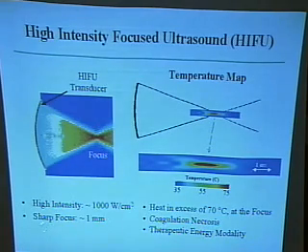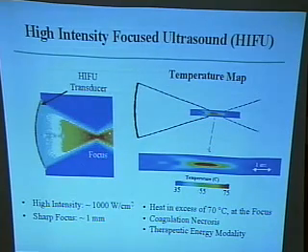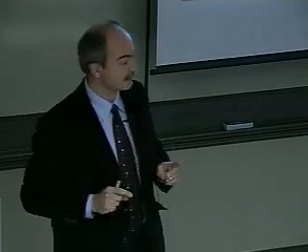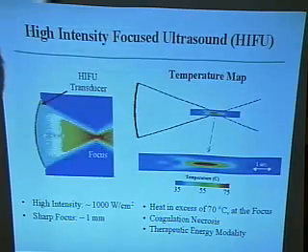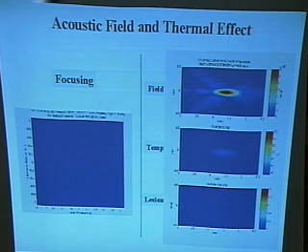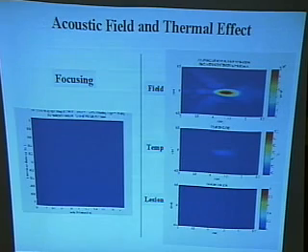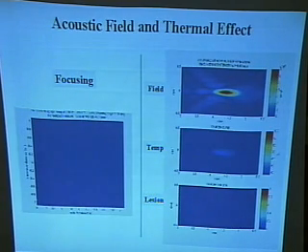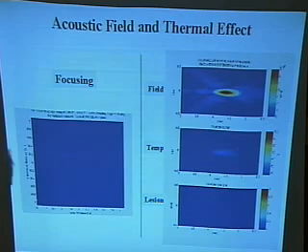As I mentioned before, the focus is fairly sharp. The cross-sectional area is about 1 millimeter. The longitudinal dimension is a little larger than that, about 10 millimeters. So it's like an elongated focus. It's a grain of rice size, as we call it. What I will be showing now is, again, more simulations to understand what we are dealing with: the focusing action, what the field is going to look like, what the temperature is going to be, and the lesion in the tissue, the coagulative necrosis lesion. So let's take a look.